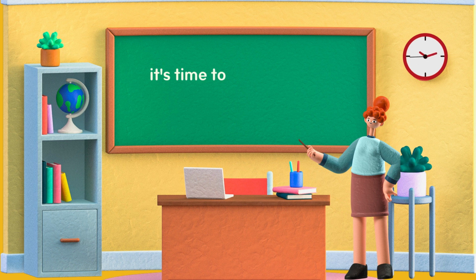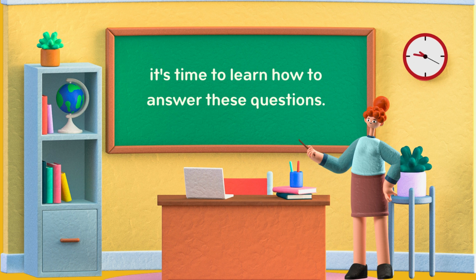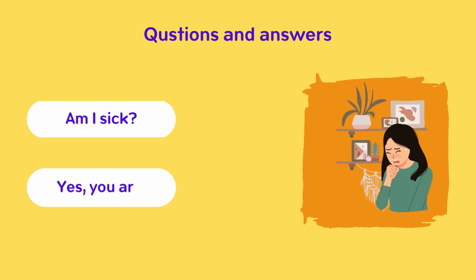So far, we have learned how to make yes or no questions. I think it's time to learn how to answer them. Let's see then. Our first question. Am I sick? Yes, you are. So, if our answer is positive, we use yes. And then we bring forward our subject, which here is you, and then our be verb. Am I sick? Yes, you are.